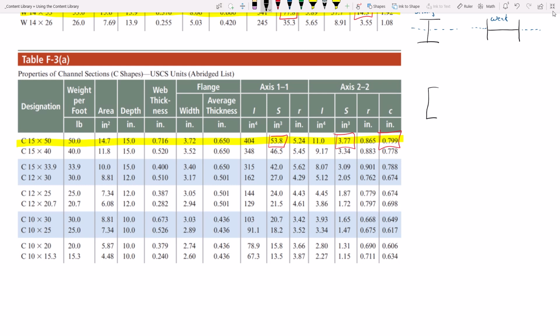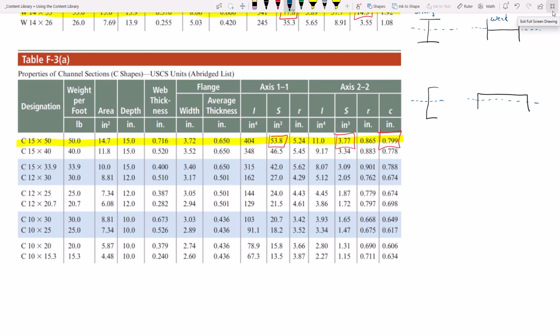this is a channel in strong axis bending. Is the section symmetric about that blue line? About the blue line? Yes. Now, what if I turn it, and I bend it about this axis? Is it symmetric? No. What that means is, under weak axis bending, I'm not going to be able to directly use M over S. What's going to happen is I'm going to get different bending stresses along the top than I am along the bottom.